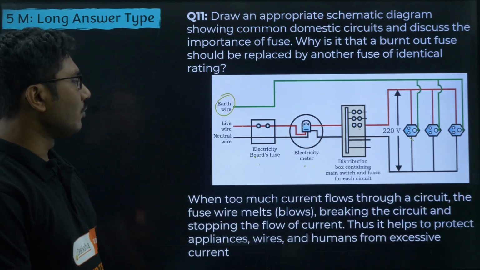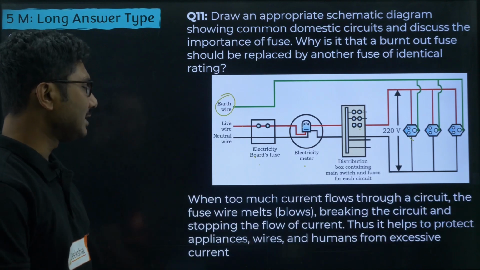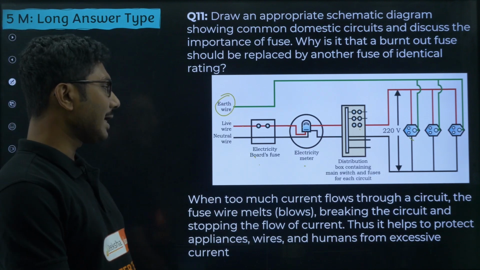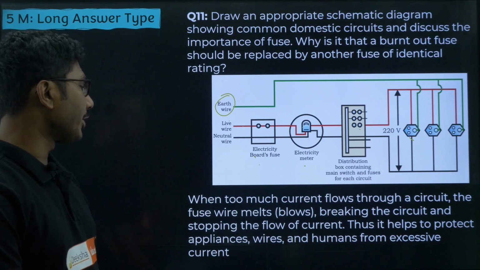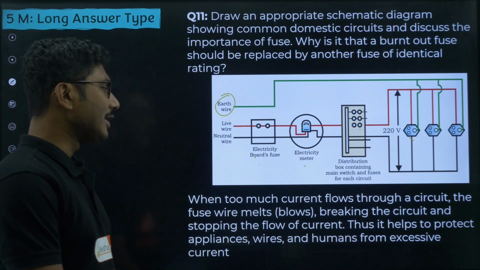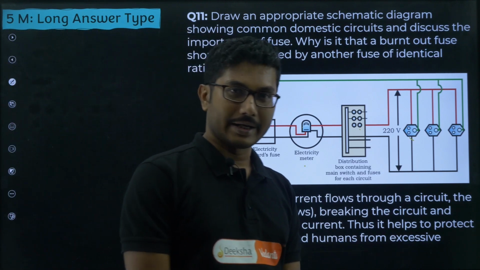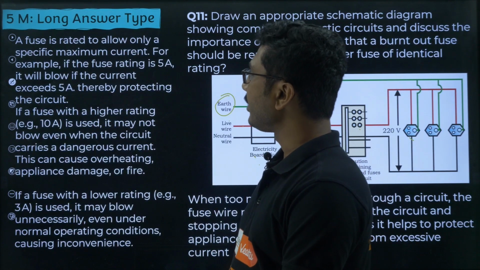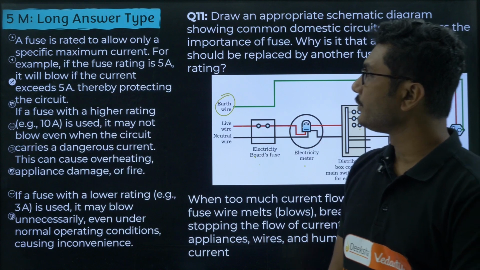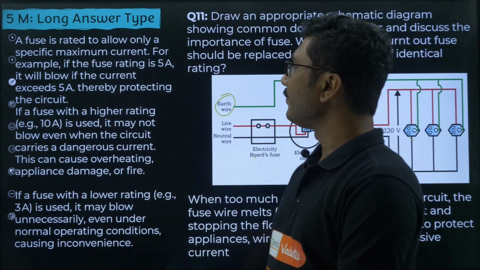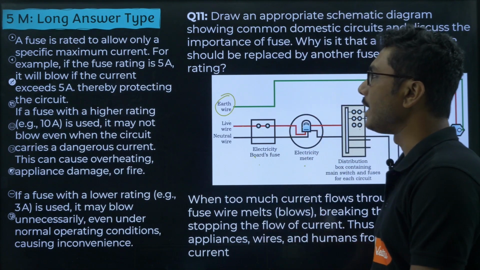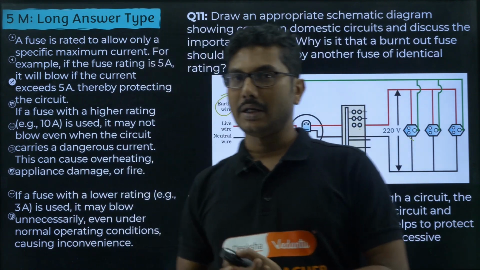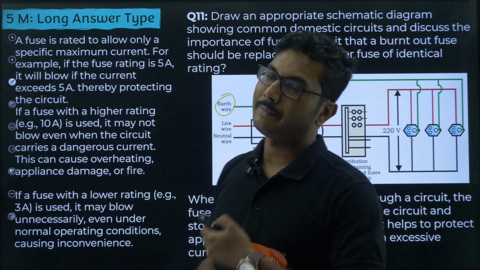When too much current flows through the circuit, the fuse wire melts or blows, breaking the circuit and stopping the flow of current. Thus, it helps to protect appliances, wires and humans from excessive current. A fuse is rated to allow only a specific maximum current. For example, if the fuse's rating is 5 ampere, it will blow if the current exceeds 5 ampere, thereby protecting the circuit. There are some devices which require 5 ampere current. If it is more than 5 ampere, they may get burned.